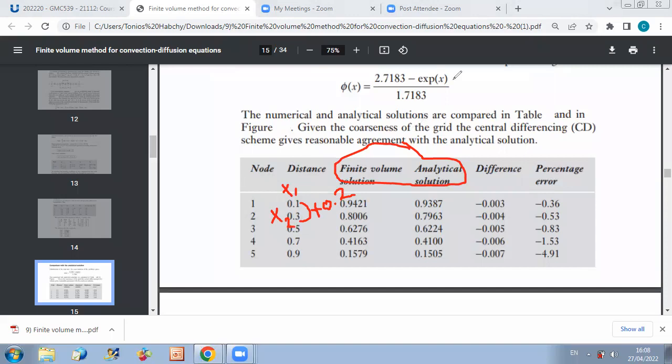Once you have them, you just have to replace into the function here and get the actual value of phi x. And since you have already computed numerically, using the finite volume technique, the values of phi at the nodes, you can compare. You can see the difference and calculate the percentage of error. The percentage of error is the difference over the analytical solution. It seems here that the computation is good. The maximum error you obtained is around 5%, which is acceptable. It's fine.